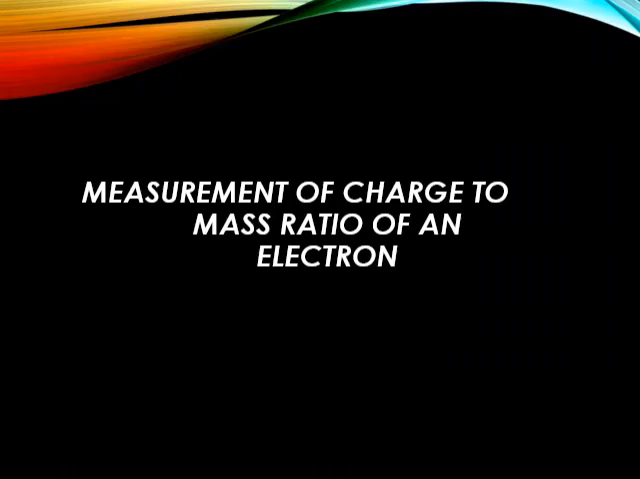The first objective is the measurement of the charge to mass ratio of an electron. For this, J.J. Thomson performed an experiment using a beam of cathode rays to see the effects of electric and magnetic fields on it. This experiment was performed in 1897, by which he calculated the e/m ratio of an electron.